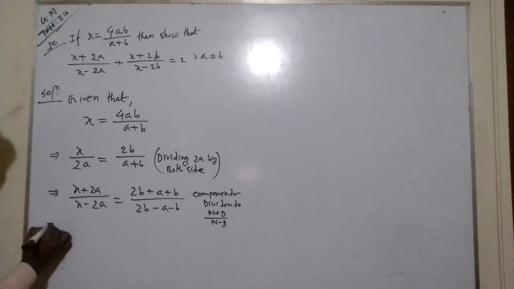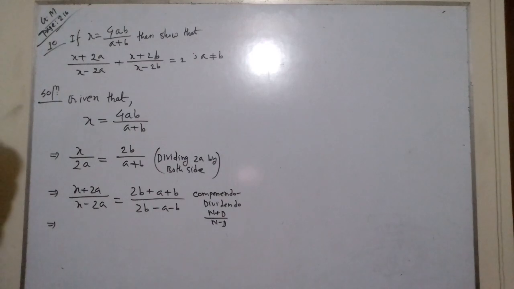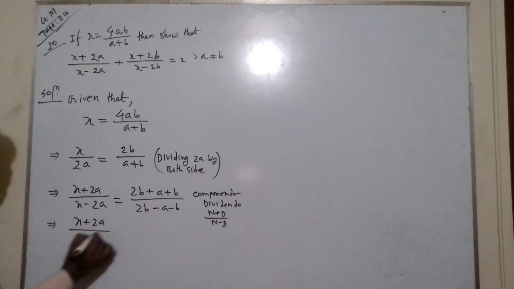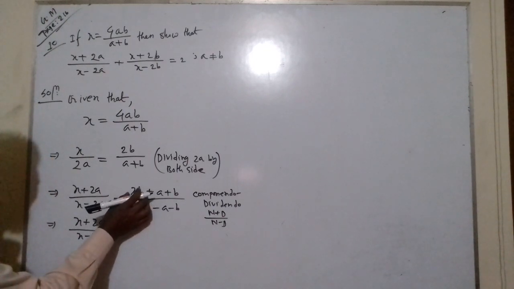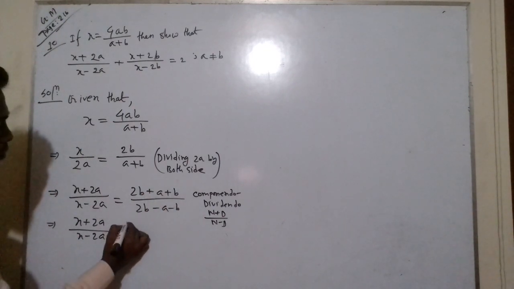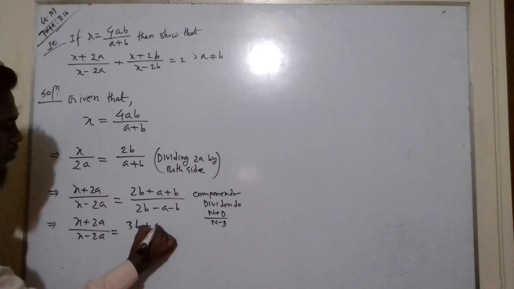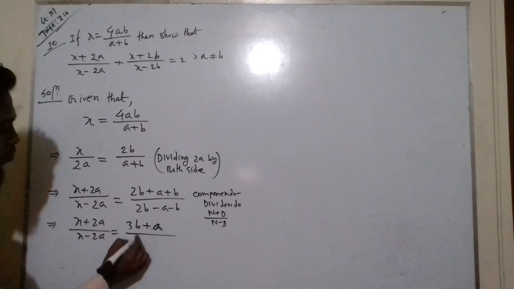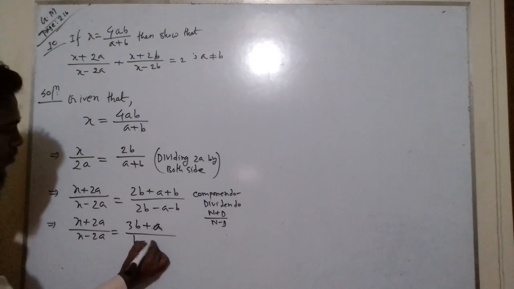Okay. So x plus 2a divided by x minus 2a equal to 2b plus b, that means 3b plus a, and 2b minus b equal to 2b minus a.